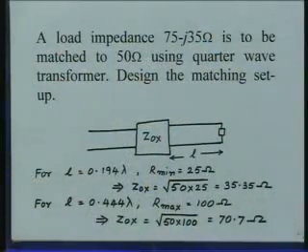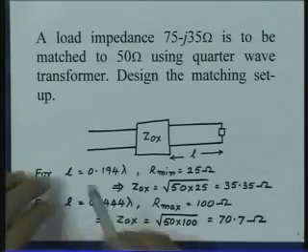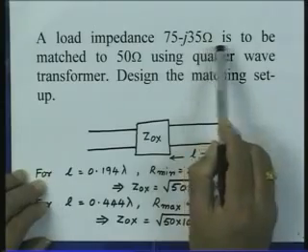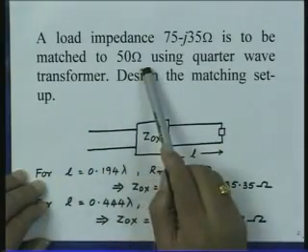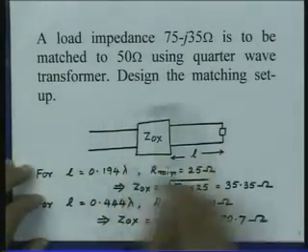From here, the impedance to be matched by using a quarter wave transformer is not a real impedance. Let us say a load impedance of 75 minus j35 ohms is to be matched to 50 ohms using a quarter wave transformer. Design the matching setup.